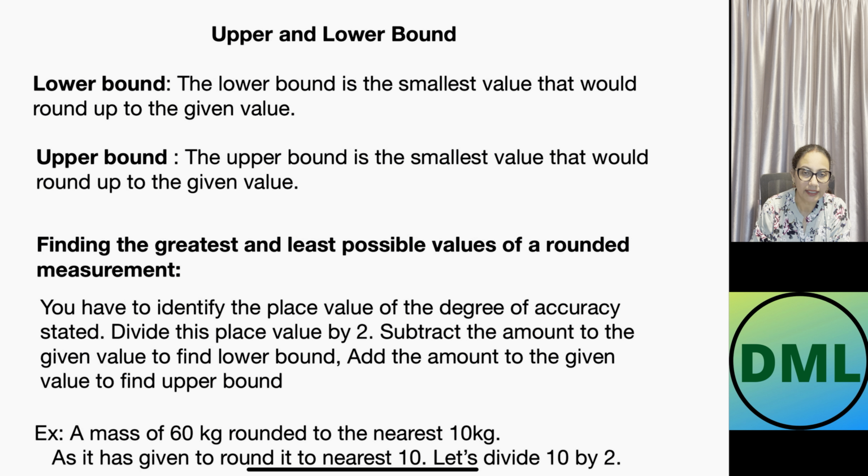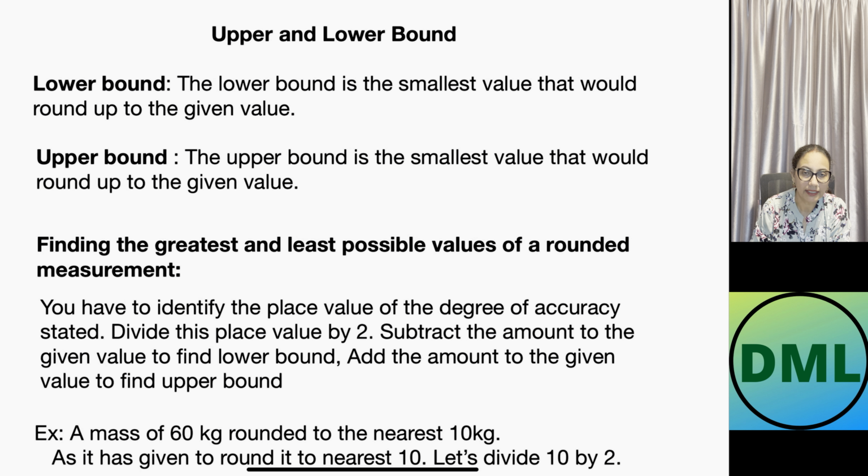With that, we will define the place value of that number. Divide this place value by 2. Subtract that amount from the given value to find the lower bound. To get the lower bound, you need to subtract that value from the given value, and the amount is to be added to the value to find the upper bound. To get the upper bound, you need to add that value to the given value.